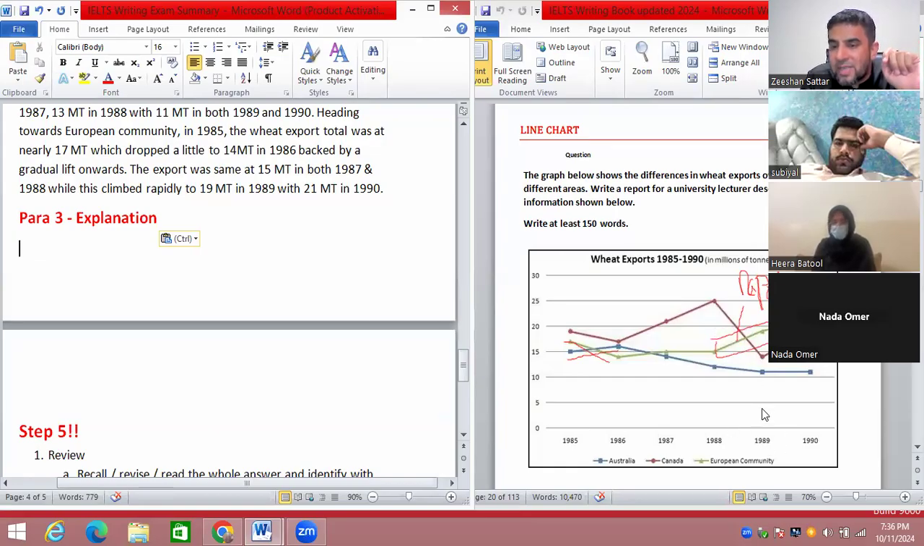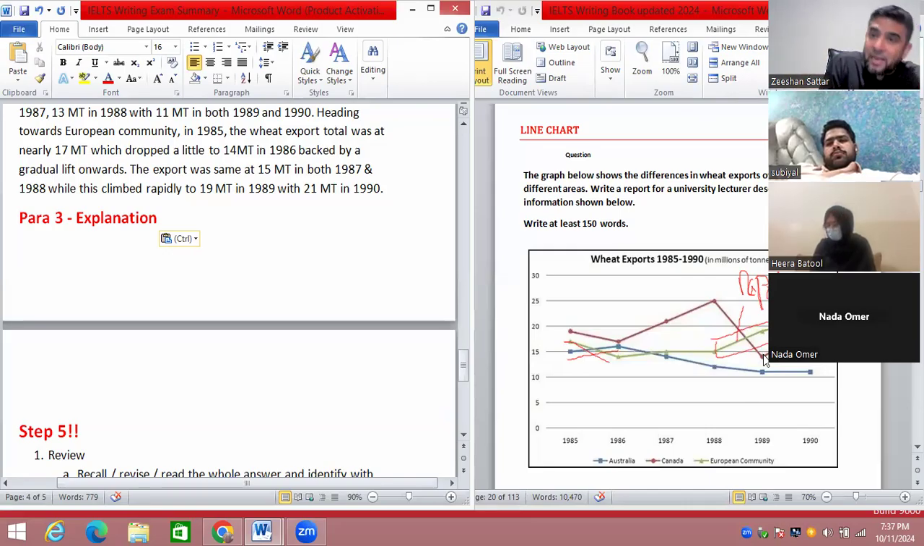In the third sentence we will say that 89 was a year of drastic drop, drastic dip. I have told you when there is a big steep decline, we use the words drastic dip. Okay. 1989 was a year of drastic dip, followed by a handsome recovery to this. So this is what we will explain in the last paragraph of the summary regarding Canada.